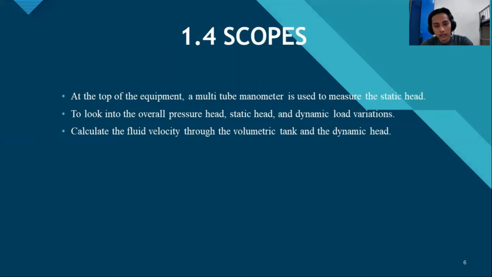Okay, next is 1.4, which is scope. First, at the top of the equipment, a multi-tube manometer is used to measure the static head. Second, to look into the overall pressure head, static head, and dynamic head variation. And last but not least is to calculate the fluid velocity through the volumetric tank and the dynamic head.